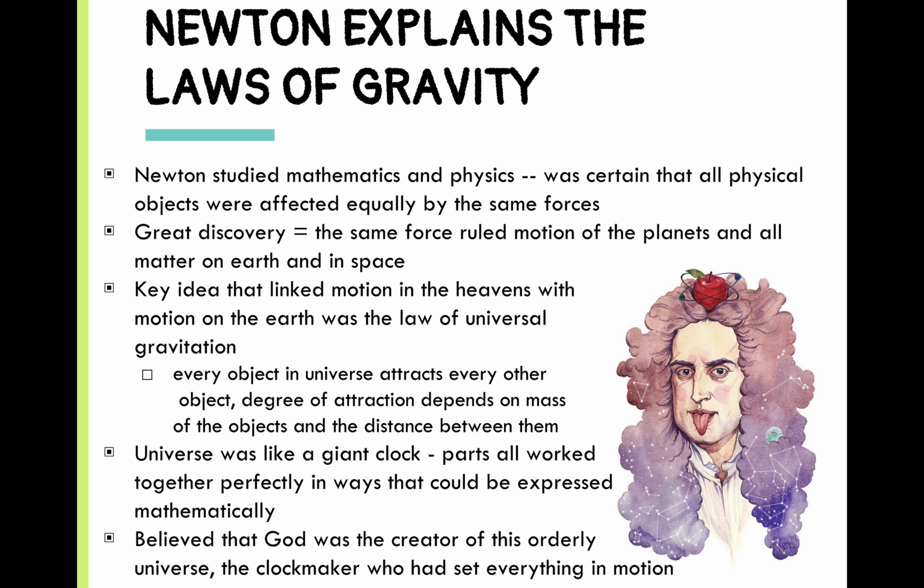It was the law of universal gravitation. So every object in the universe attracts every other object. The degree of attraction depends on the mass of the objects and the distance between them. He would break it down that the universe was like a giant clock, and that all the parts worked together perfectly in ways that could be expressed mathematically. He believed that God was the creator of this orderly universe, like the clockmaker who had set everything in motion.